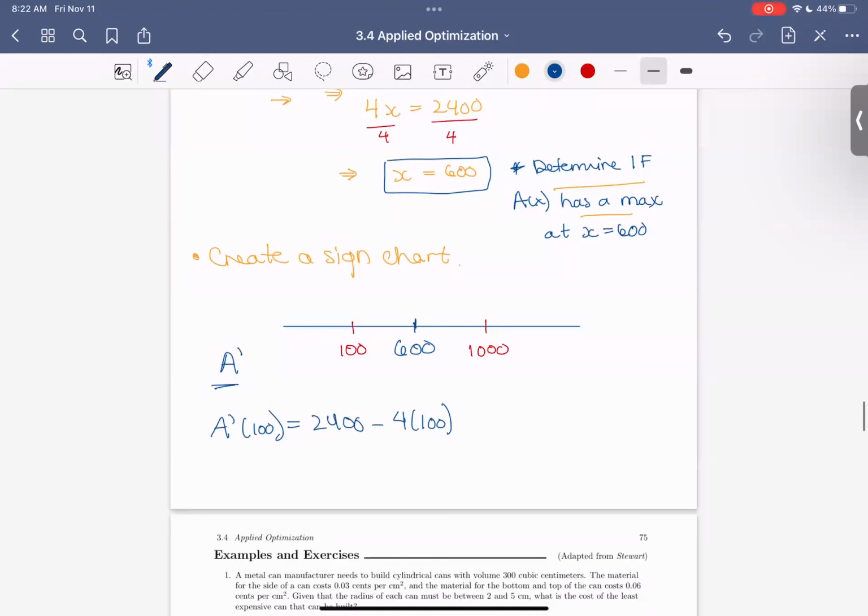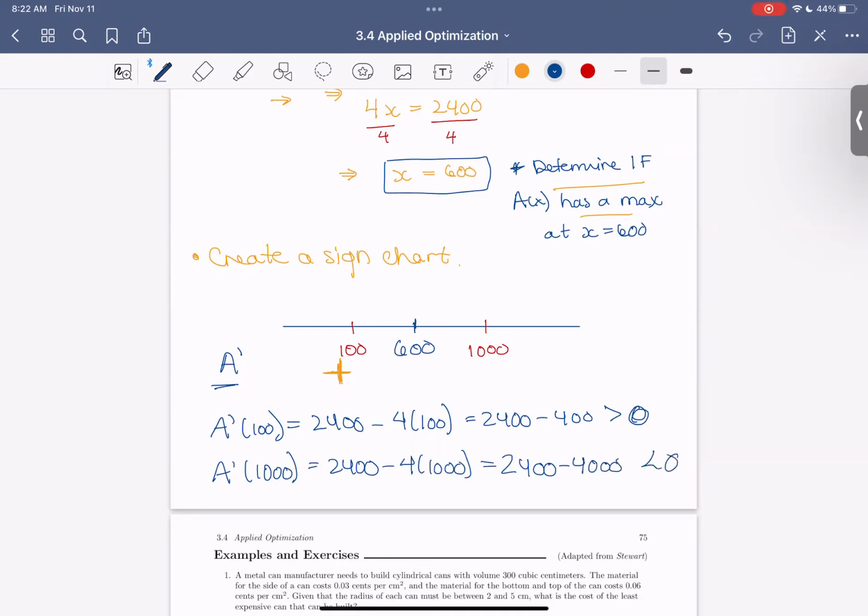And that we see is 2400 minus 400, which is very positive. So our derivative here is positive on the left. And then if we use 1000, our derivative at 1000 is 2400 minus 4 times 1000, which is 4000. So 2400 minus 4000 is definitely less than 0 or negative.